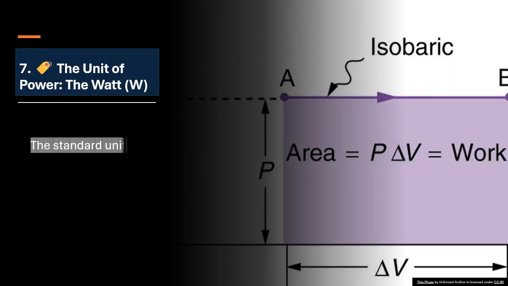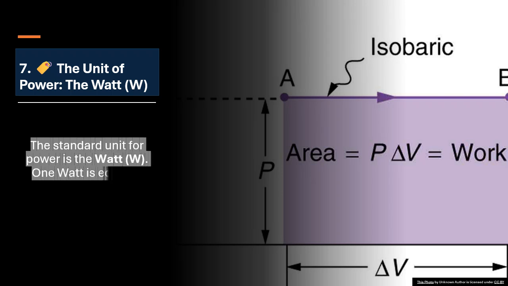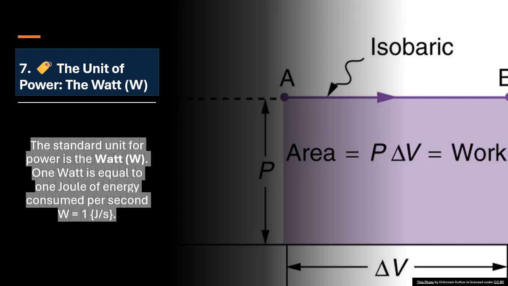7. The unit of power, the watt, W. The standard unit for power is the watt, W. 1 watt is equal to 1 joule of energy consumed per second. 1 W = 1 J/s.